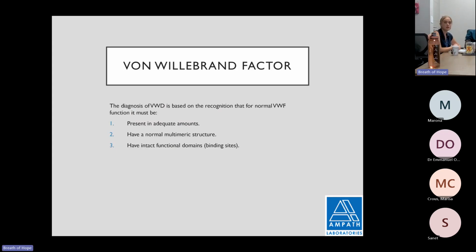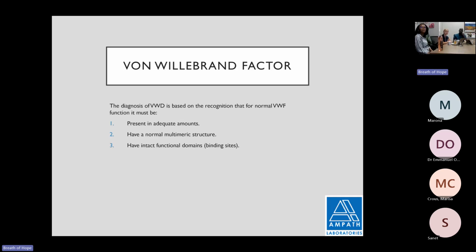So the diagnosis of von Willebrand disease is based on the recognition that the normal von Willebrand function must be, first of all, present in adequate amounts. This we can detect by doing a von Willebrand factor antigen level, and to see also if it's present in normal multimeric structure. So for this, if you struggle with the diagnosis, we usually send our von Willebrand factors to Bloemfontein, where they do the multimer structure of these von Willebrand factors.